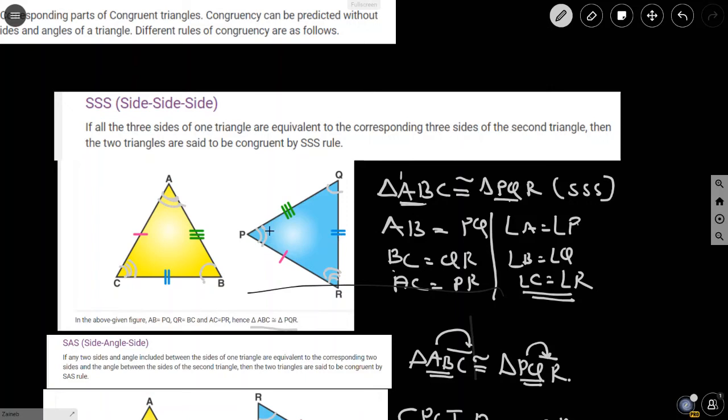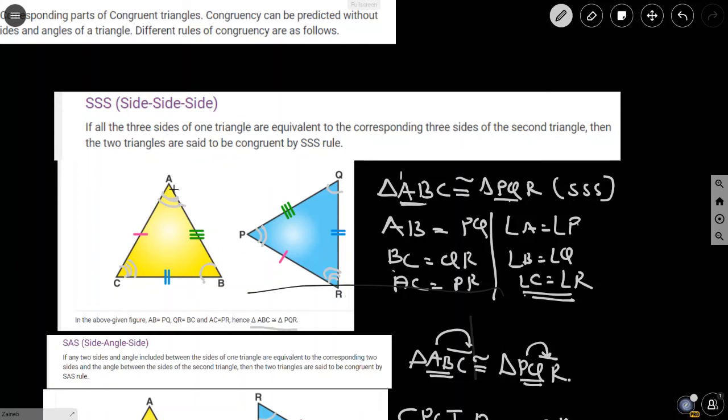Then here PQ is equal to AB, the three line notation you can see. So AB's opposite angle is C, PQ's opposite angle is R. So you got here C is equal to R. Here AB's opposite is C and PQ's opposite is R.